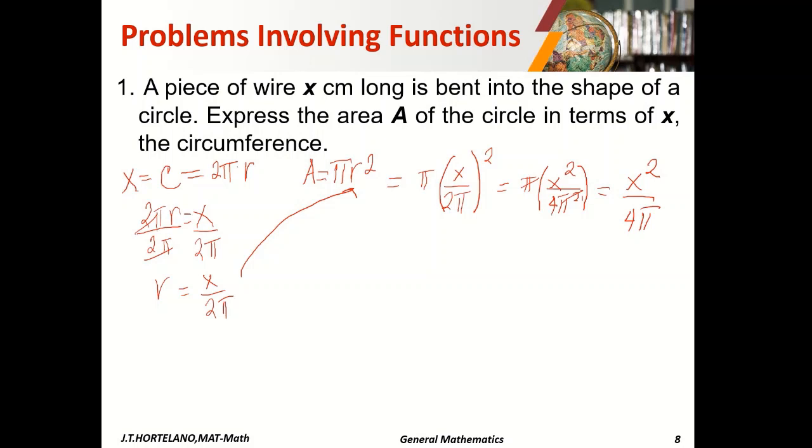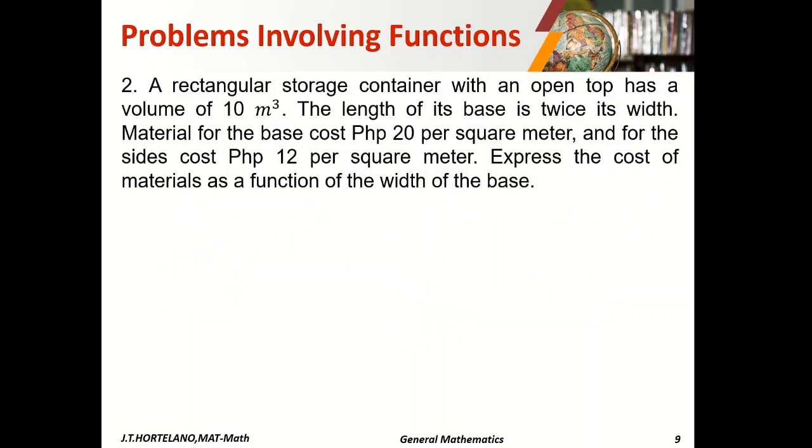So that's the answer for number 1. So the area of a circle in terms of x is x squared over 4 pi. Okay? Next, number 2.